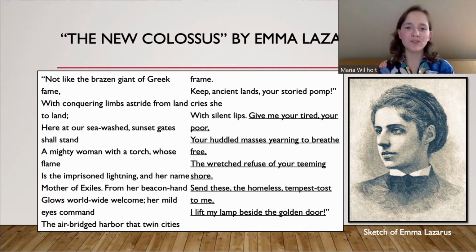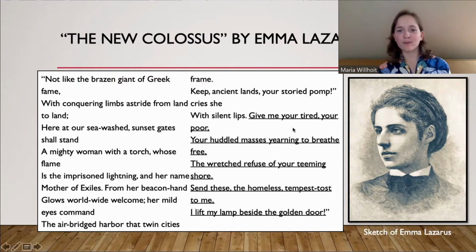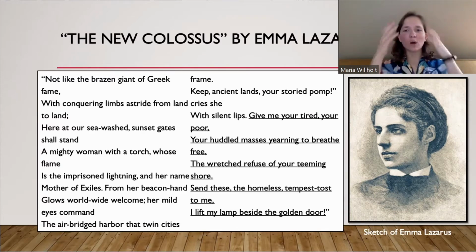And her most famous line, and this is the one that's quoted a lot of times, I like it. I think it's very beautiful. "Give me your tired, your poor, your huddled masses yearning to breathe free, the wretched refuse of your teeming shore. Send these, the homeless, tempest-tossed to me. I lift my lamp beside the golden door." So she's speaking through the perspective of Lady Liberty, the Statue of Liberty.